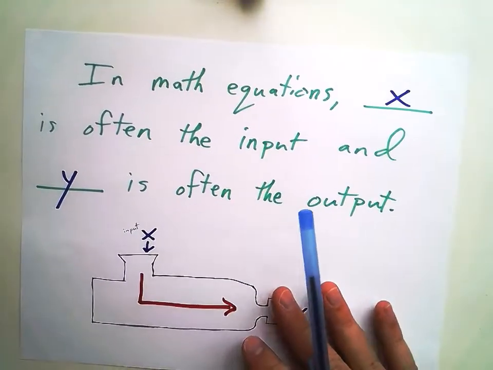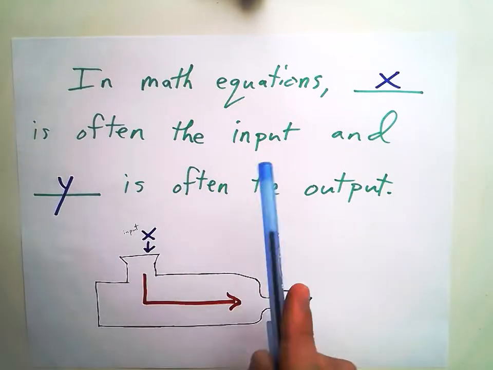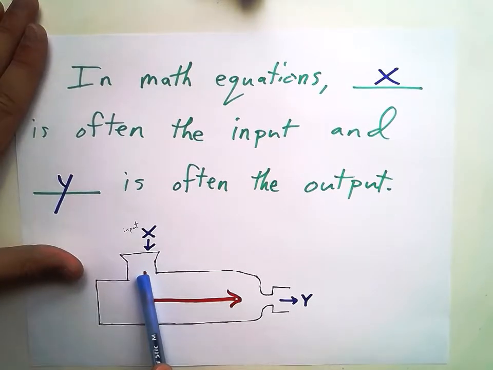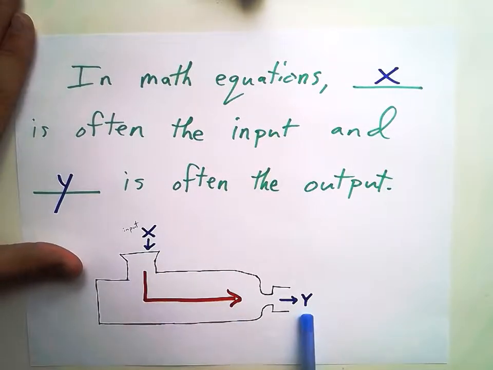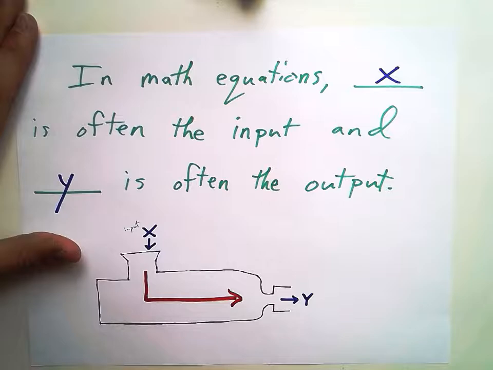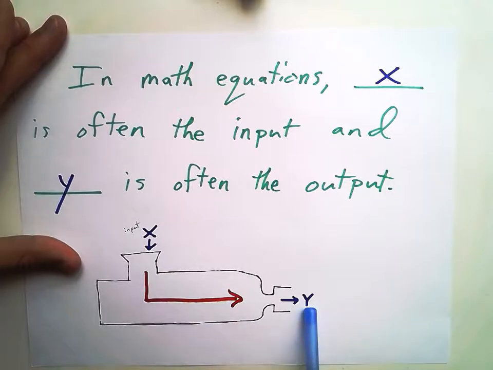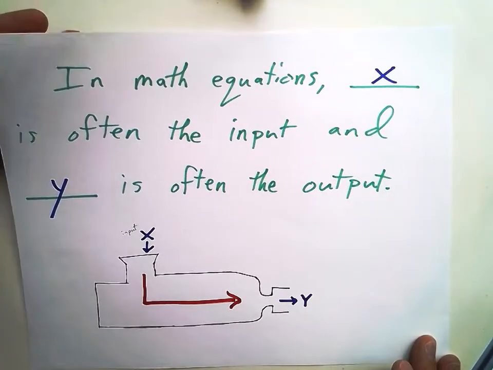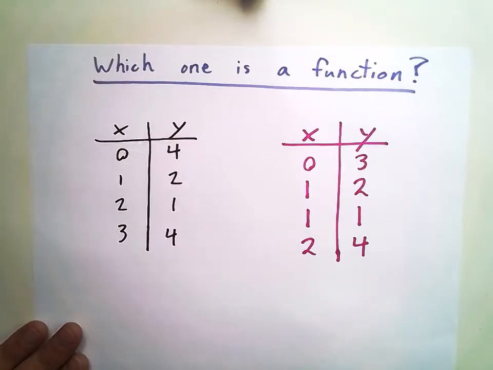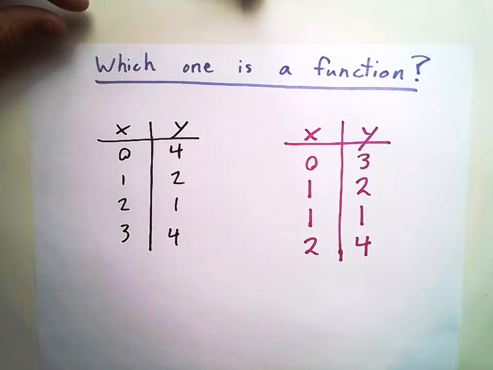So in math equations, x is often the input and y is often the output. So you put in a value for x and it tells you what y equals. Input x, output y. And like we were just saying, the same input must always give the same output if it is a function. So, just stop and think for a second before you listen to me tell you the answer. Which one is a function?